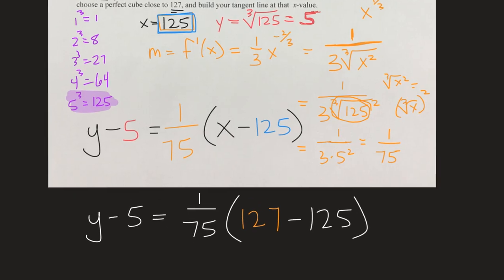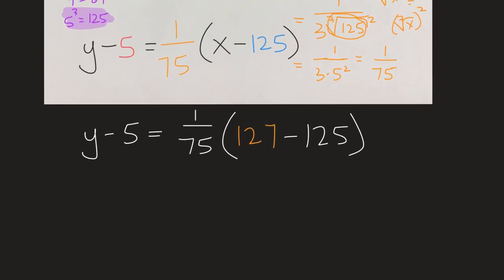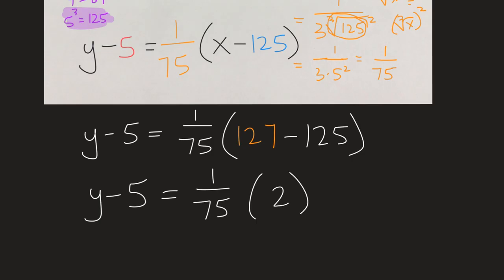Okay, so this is the equation that we're going to use in order to figure out what that y value is, the cube root of 127. So this becomes 2 over 75. Right, I'm going to add 5 to both sides, plus 5.